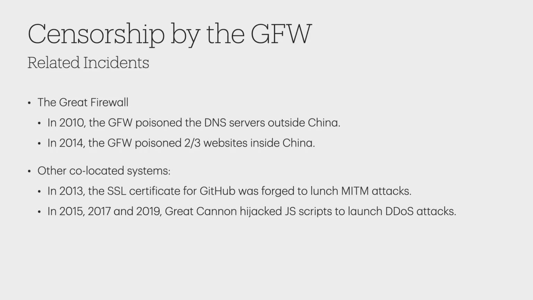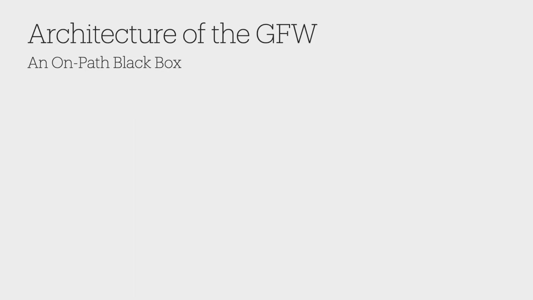There are other incidents believed to be related to sensors co-located with the Great Firewall. In 2013, the SSL certificate for GitHub was forged to launch man-in-the-middle attacks. In 2015, 2017, and 2019, a system called Great Cannon hijacked JS scripts to launch DDoS attacks. However, despite its profound influence on the Internet, it is difficult to observe the Great Firewall directly.